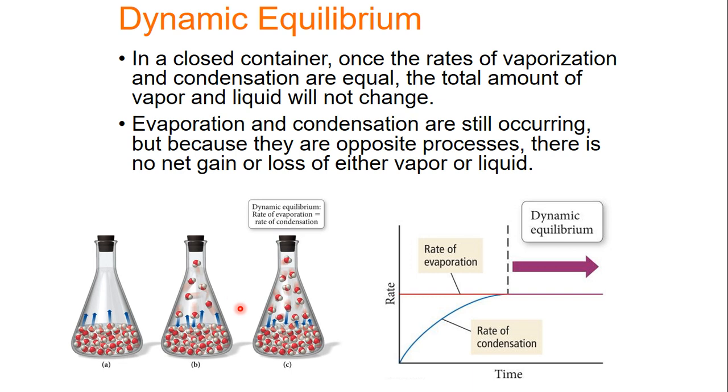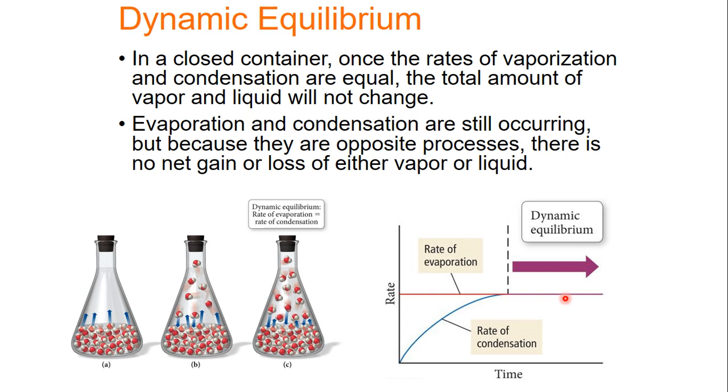And eventually, these rates will be the same, and that's called dynamic equilibrium. So when you start, as soon as you seal that solution, liquid's going to evaporate much faster than it condenses because there's no vapor to condense. As you get more vapor, then the higher chance of that vapor hitting the liquid and condensing. And eventually, your rate of evaporation and your rate of condensation will be exactly the same. And that's what we call dynamic equilibrium.